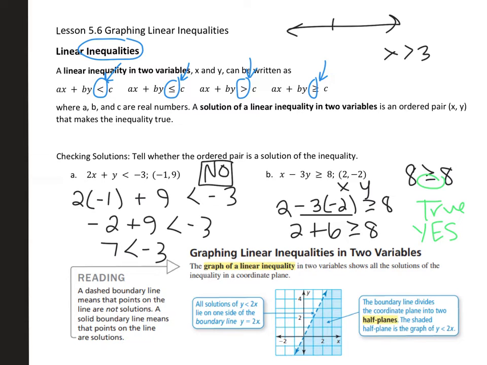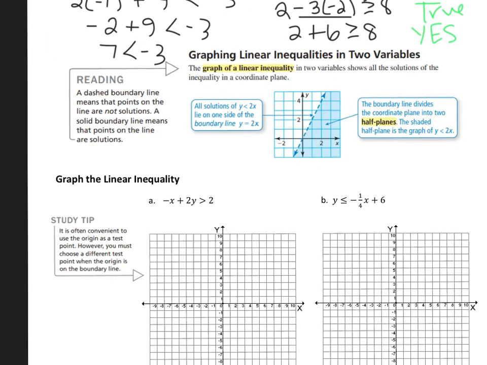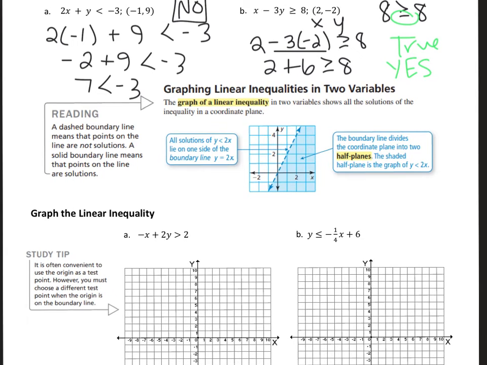Just like inequalities, if you remember on a number line, when you graphed x is greater than 3, there was an infinite number of solutions. The same goes with the linear inequality. There's going to be an infinite number of solutions. So what you're going to do is just graph a line like you always have, but you have to consider whether to make the line solid or dashed.